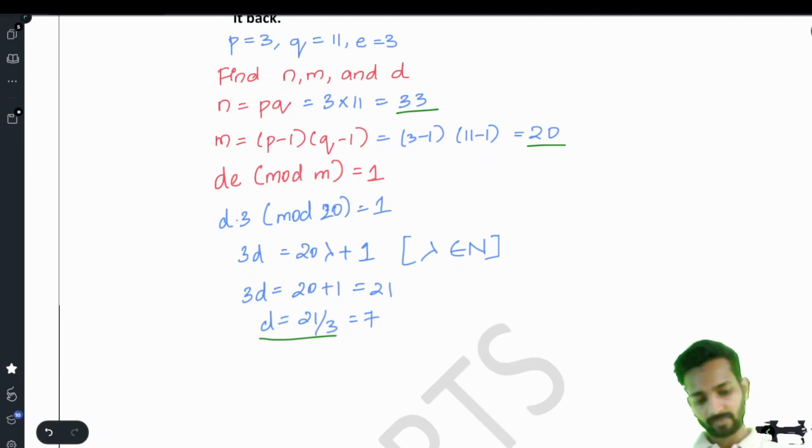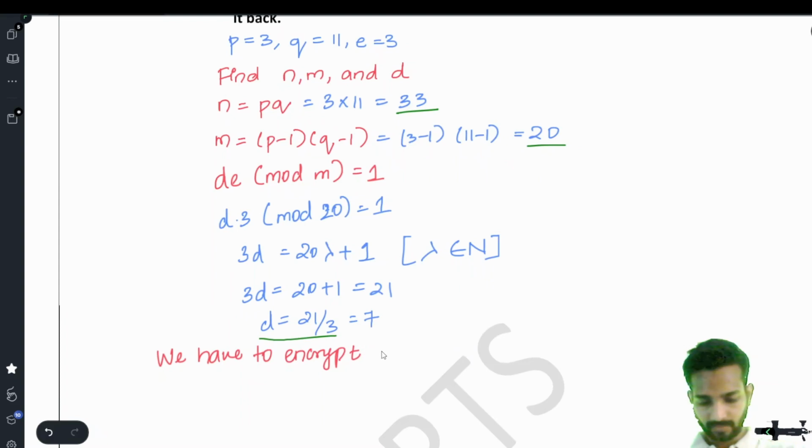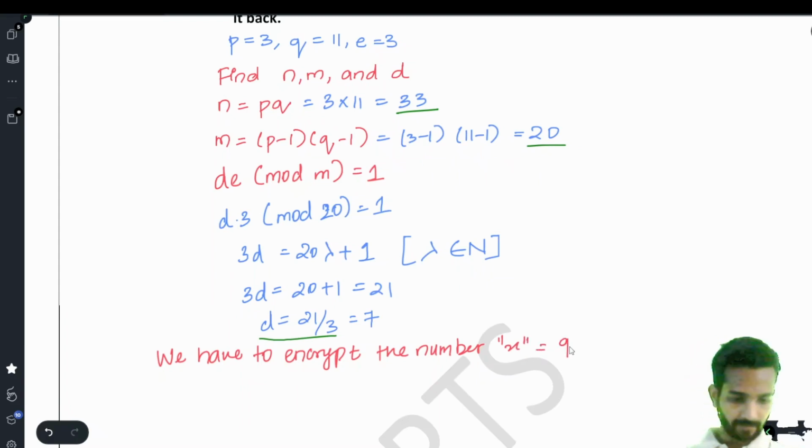Now what is the next step? We have to encrypt the number given in the question, which is x, which is given as 9.